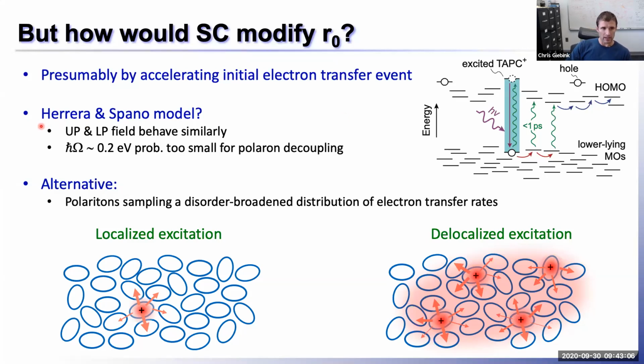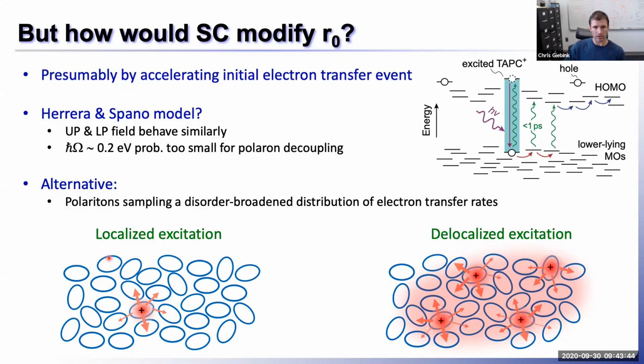We looked, of course, in the context of Felipe and Frank's model, but we don't think that we can explain our data based on that model in this case, because one, we see the upper and the lower polariton behave identically at zero detuning, where you expect a big difference between those in that model. And the other reason is just practical. The Rabi splitting in our particular case is probably too small for significant polaron decoupling to be happening. And so we looked at maybe just a simpler alternative, which has to do with the disorder in the film.